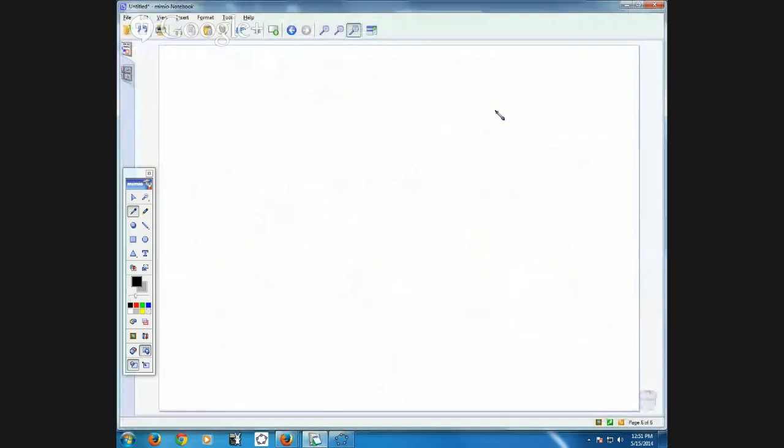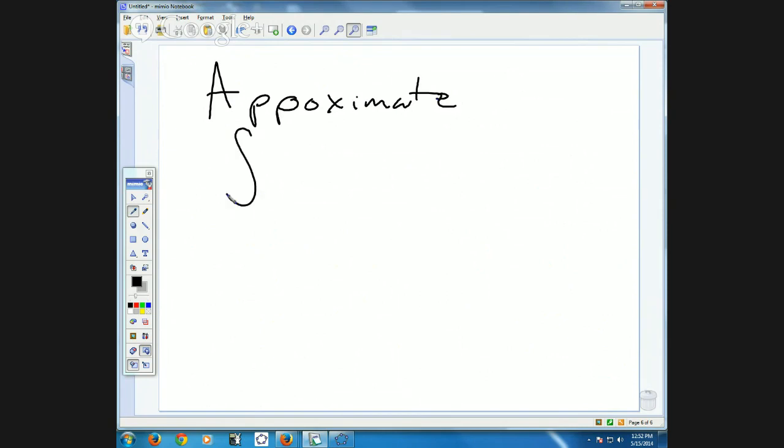We want to be able to approximate this integral. And let's go with e to the negative x squared since we have that.